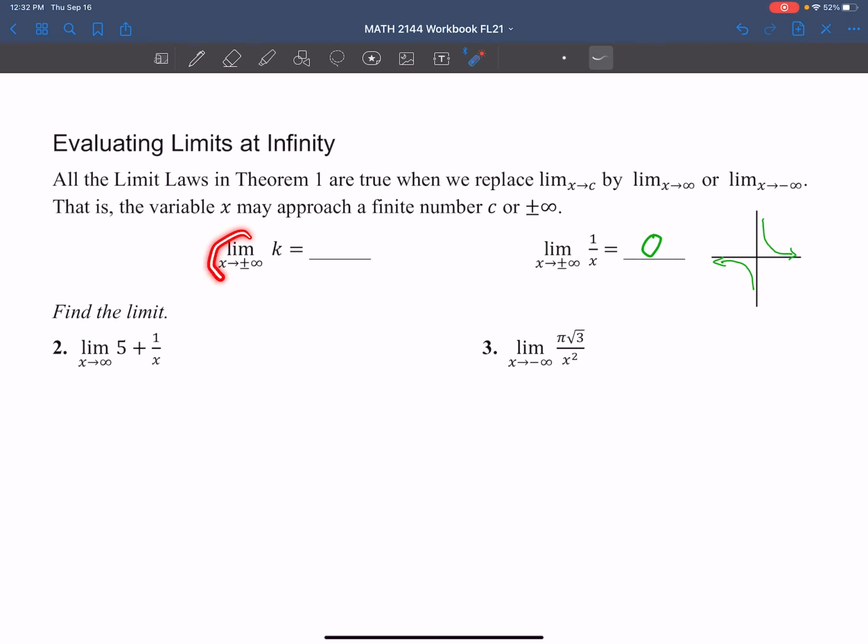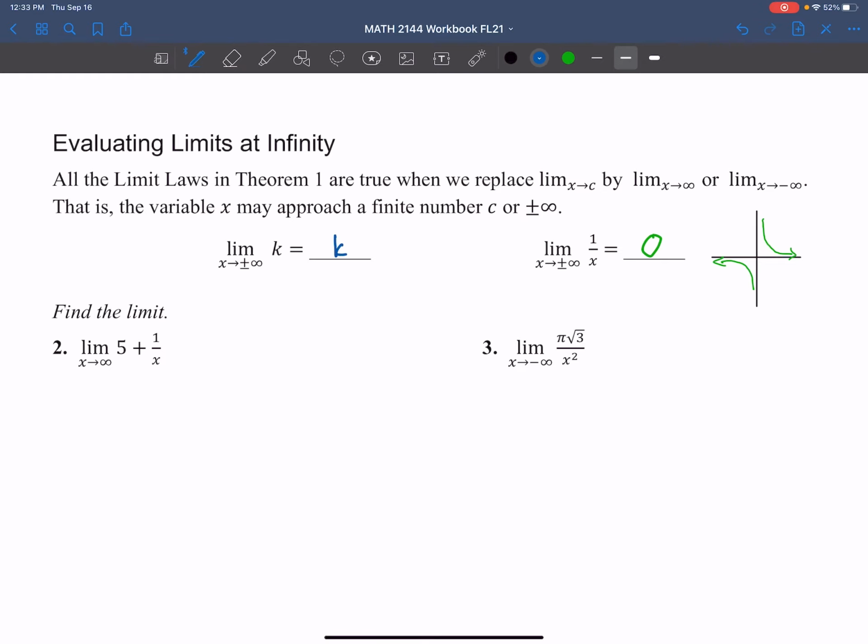What about the limit as x approaches plus or minus infinity of k? And maybe to clarify, k is a constant here. What is the limit of the constant? It's just going to be the constant. Very good. So the limit here is just going to be k.